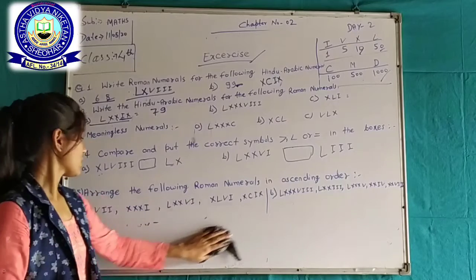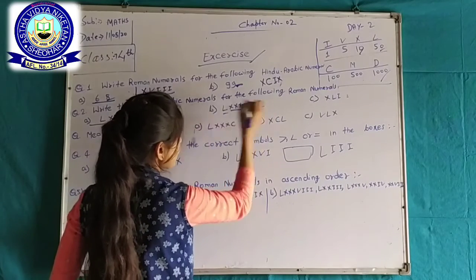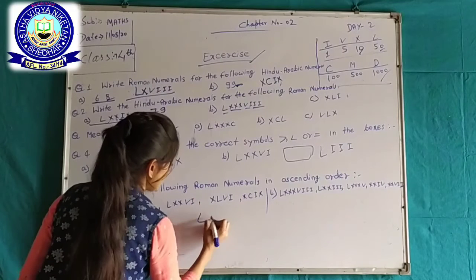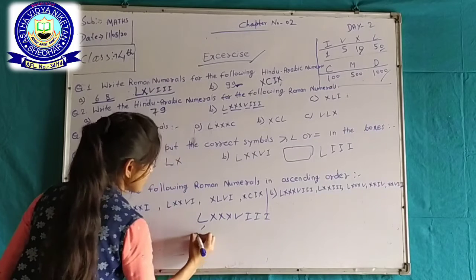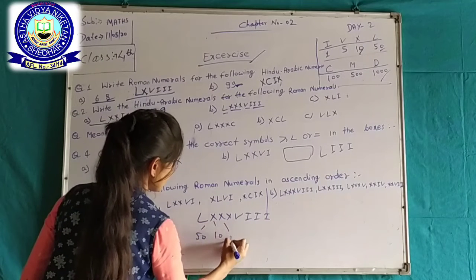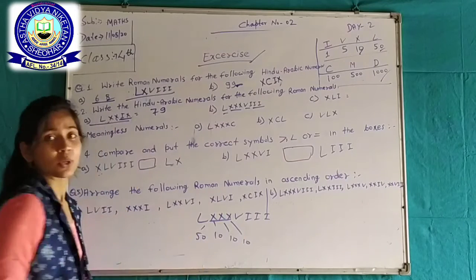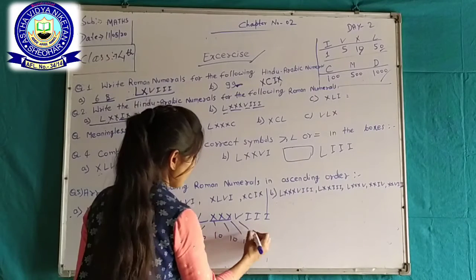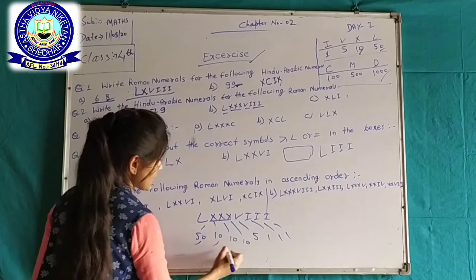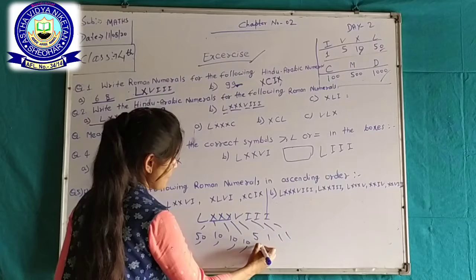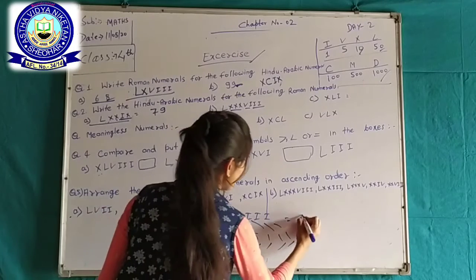And your next question is here: L, triple X, V and triple I. We all know L means 50, X means ten, X means ten, X means ten. We can't repeat this symbol more than 3 times. Here is V for 5, I for 1, I for 1, and I for 1. 50, 60, 70, 80, plus 5, 85, 86, 87, and 88. It will be 88.